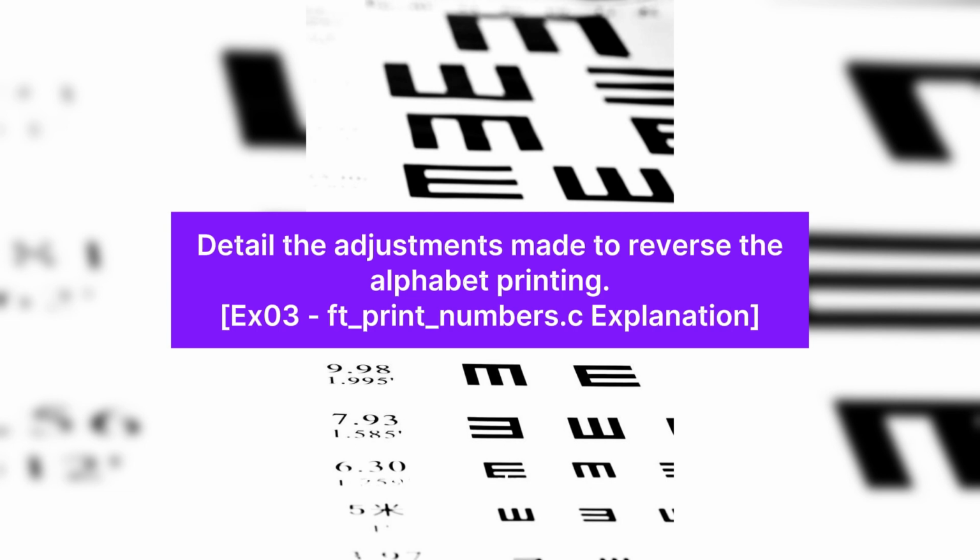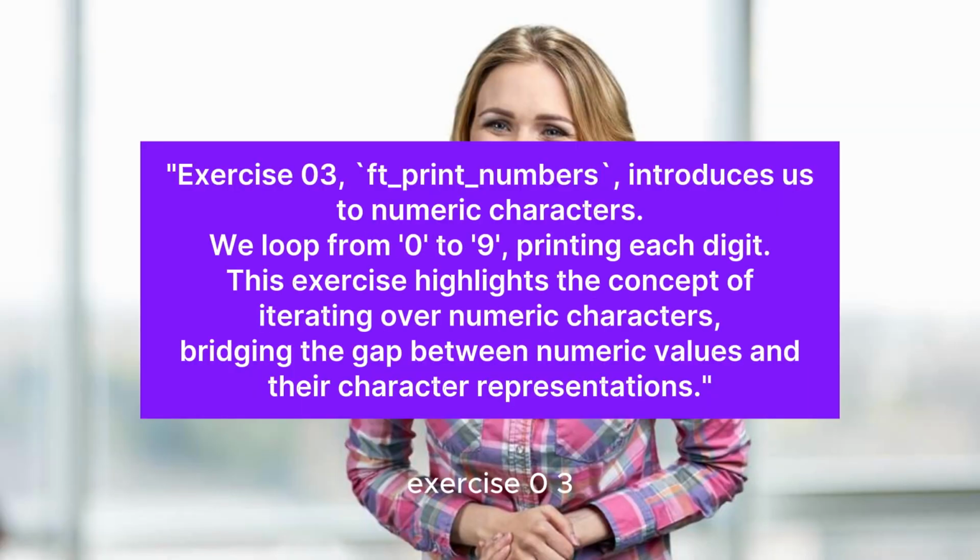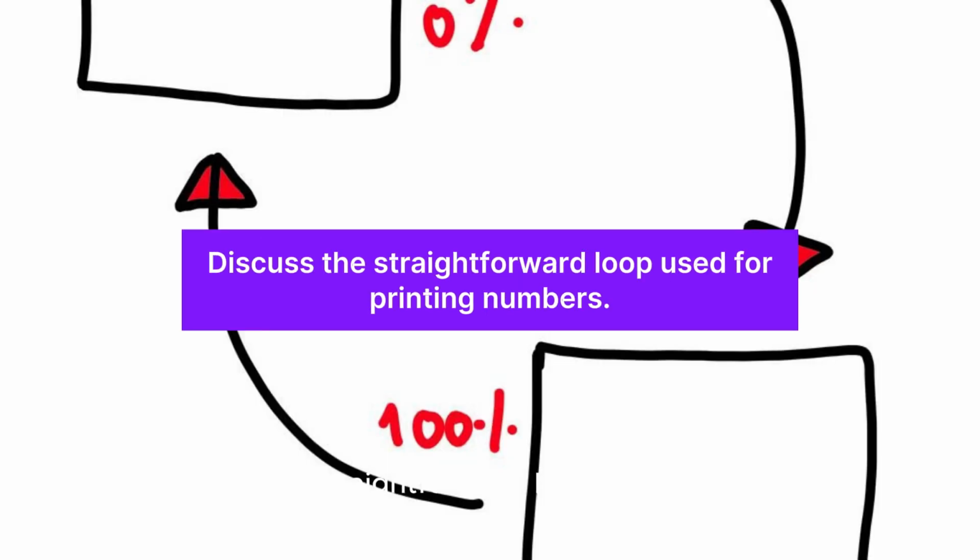X03. ft_print_numbers.c explanation. Exercise 03, ft_print_numbers introduces us to numeric characters. We loop from 0 to 9, printing each digit. This exercise highlights the concept of iterating over numeric characters, bridging the gap between numeric values and their character representations. Discuss the straightforward loop used for printing numbers.